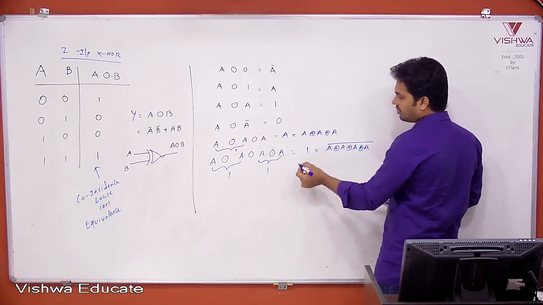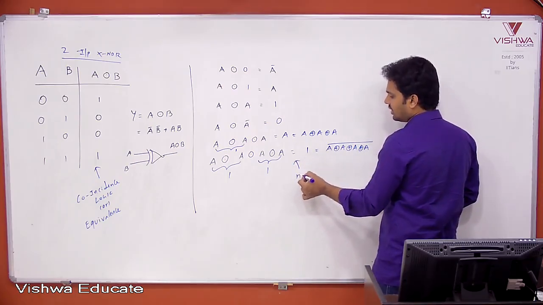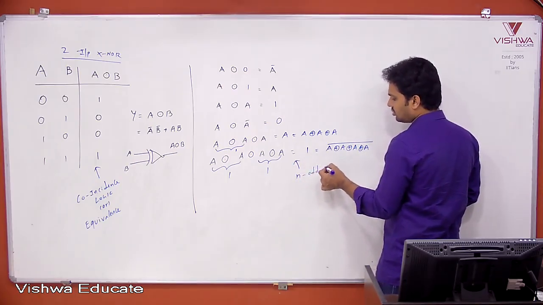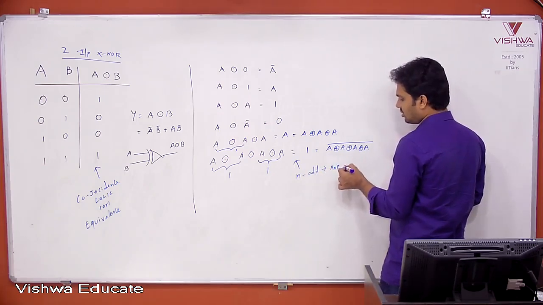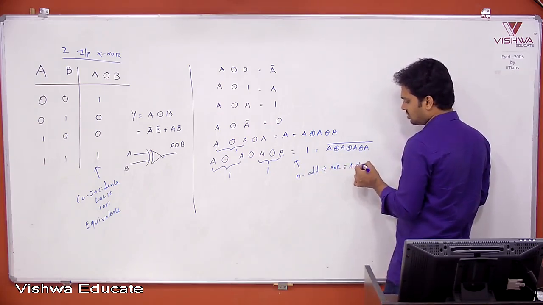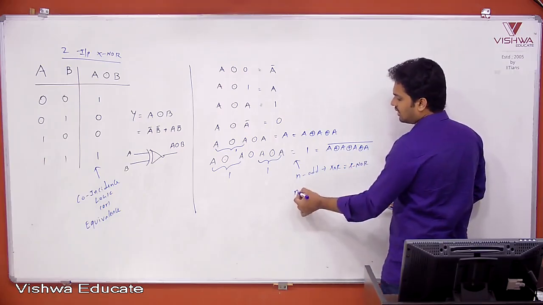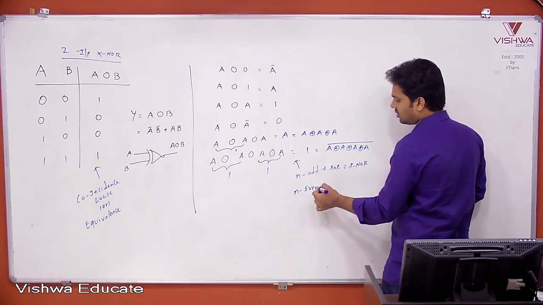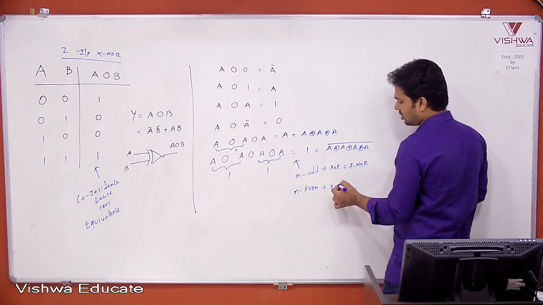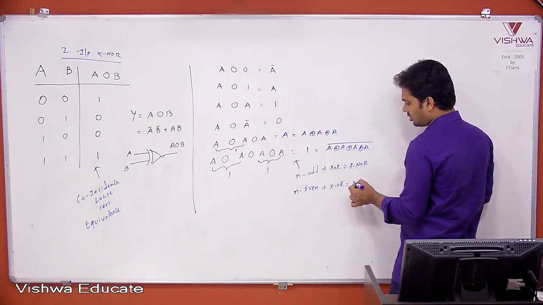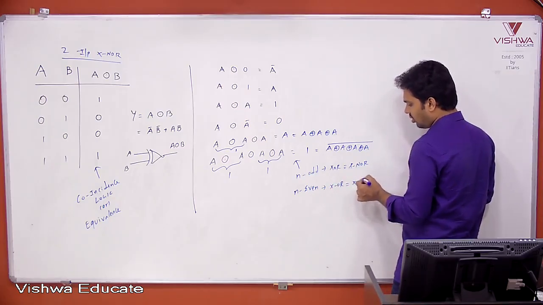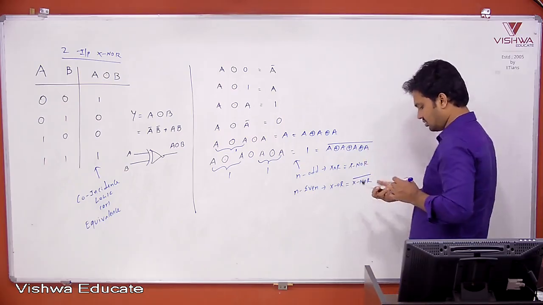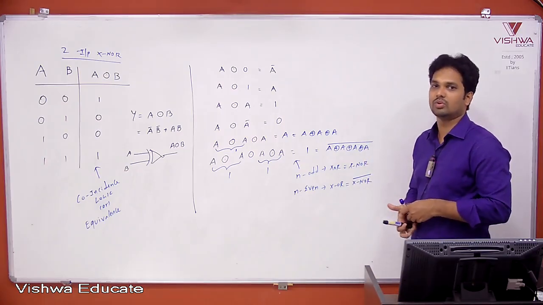So here is a very important case. When n is odd, XOR is the same as XNOR. When n is even, XOR and XNOR are complementary to each other. This is the conclusion we should have.